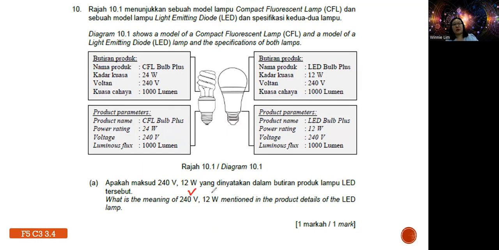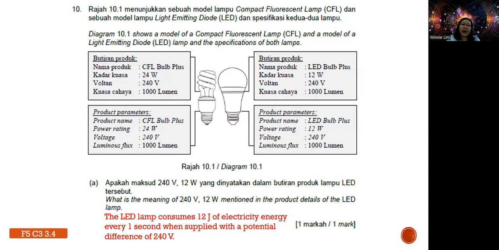So again, this is voltage, this is the idea of power. I always tell students to change the idea of power into energy per time, or joule per second. That means whenever you connect any device with that power rating to a power supply, the device will actually consume 12 joule of energy every second. So this is how you write: the LED lamp consumes 12 joule of electrical energy every 1 second when connected or supplied with a potential difference of 240 volt.